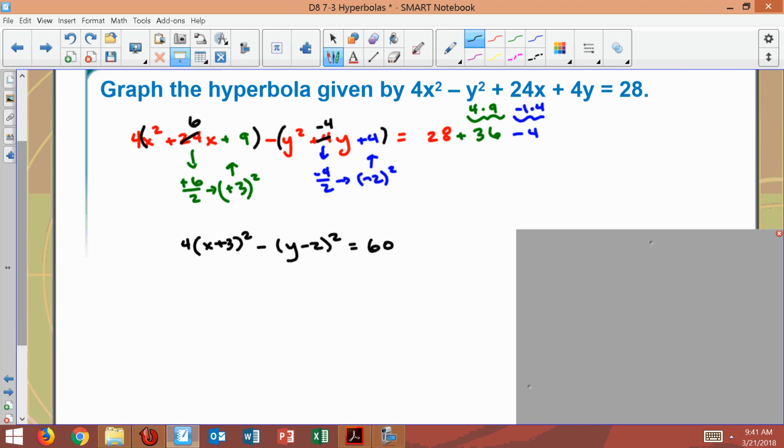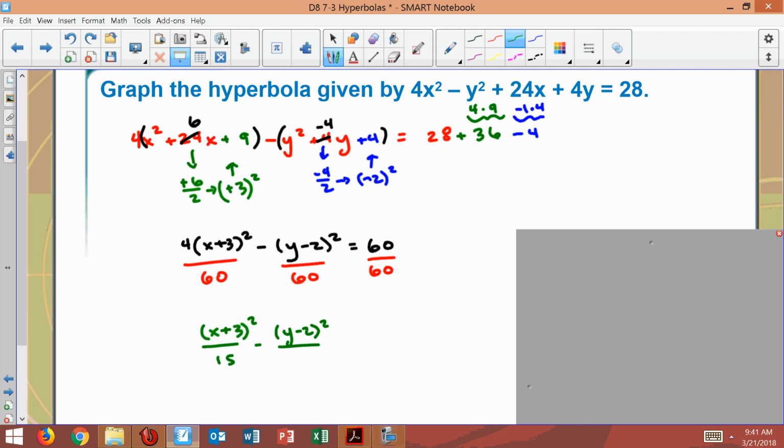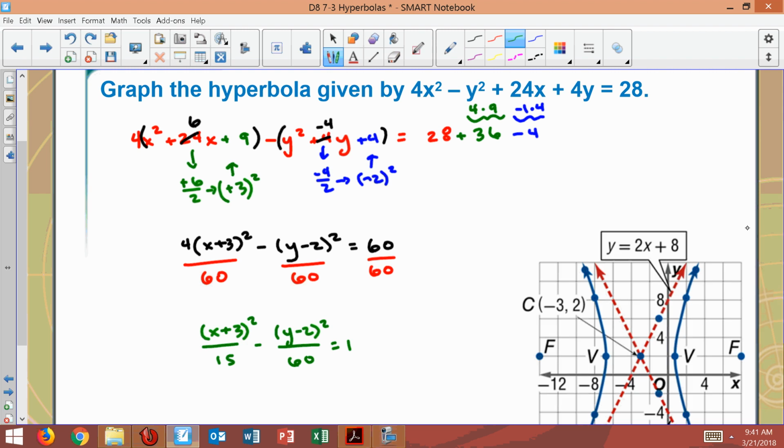Now that I have 60 here, I'm going to divide everything by that 60 to get it equal to 1. So I divide this by 60, I divide this by 60, and I divide this by 60. When I do, I should get a simplified equation. Here it's x plus 3 quantity squared over 15 minus y minus 2 quantity squared over 60 equals 1. Now I'm going to just show you the graph and we'll talk about it from here.